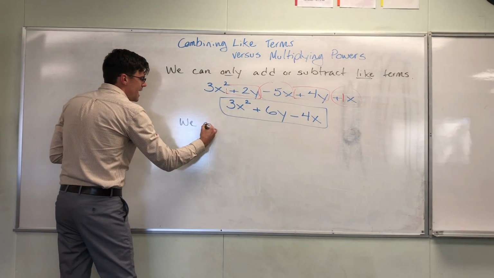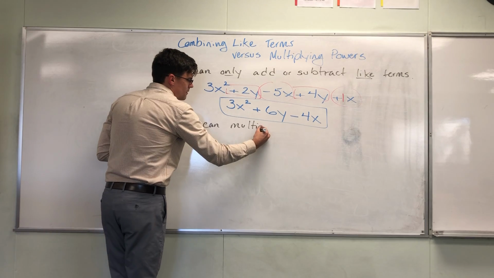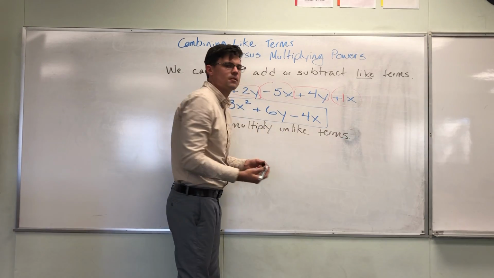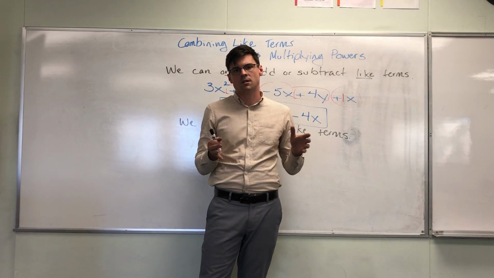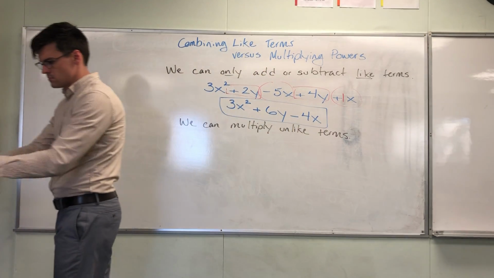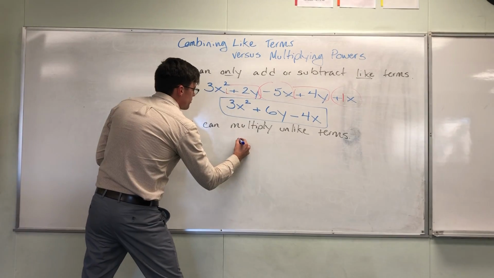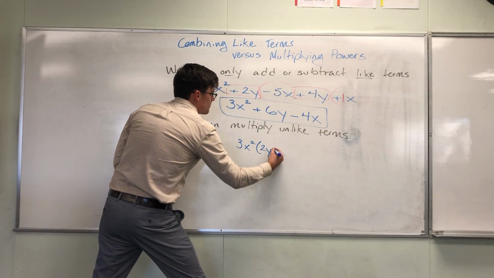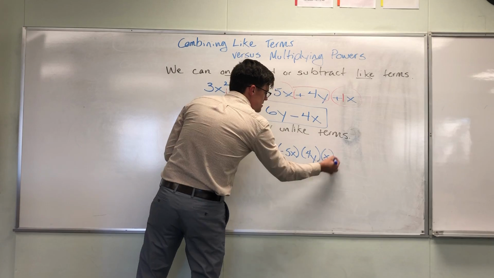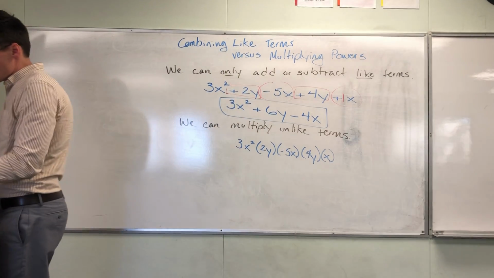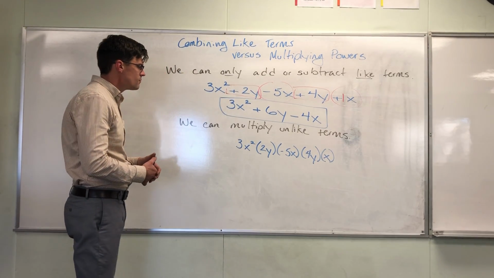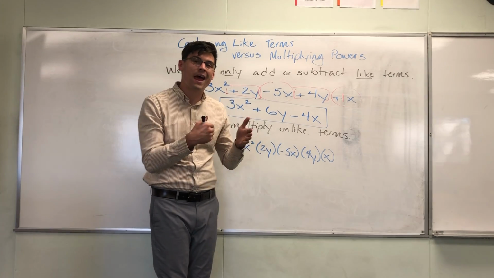However, we can multiply unlike terms. In other words, when you're multiplying terms together, you should be able to write it as one giant expression. So let's say we had 3x squared times 2y times negative 5x times 4y times x. Let's say I multiplied all that together. So this might look like subtraction, but I've got parentheses, so that's multiplied by negative 5. I can combine all this together. They don't have to be like terms.